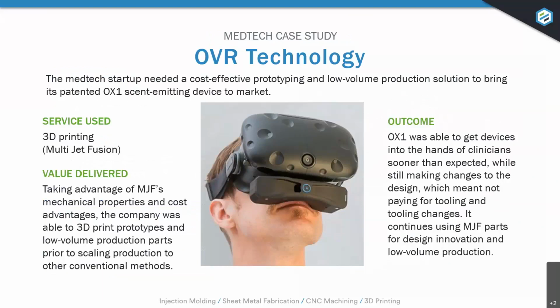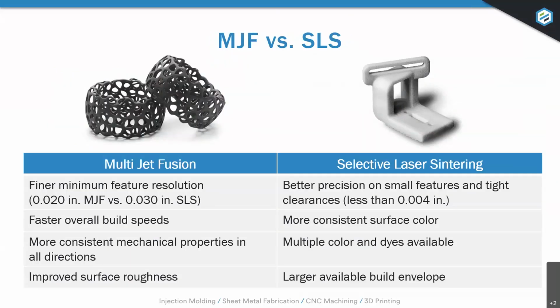OVR technology has utilized the mechanical properties of MJF for low volume production of their scent-emitting device prior to scaling for traditional manufacturing. They were able to distribute the devices to clinicians sooner than anticipated while still making design changes, which meant they didn't have to pay for tooling changes. Each technology has their own advantages.